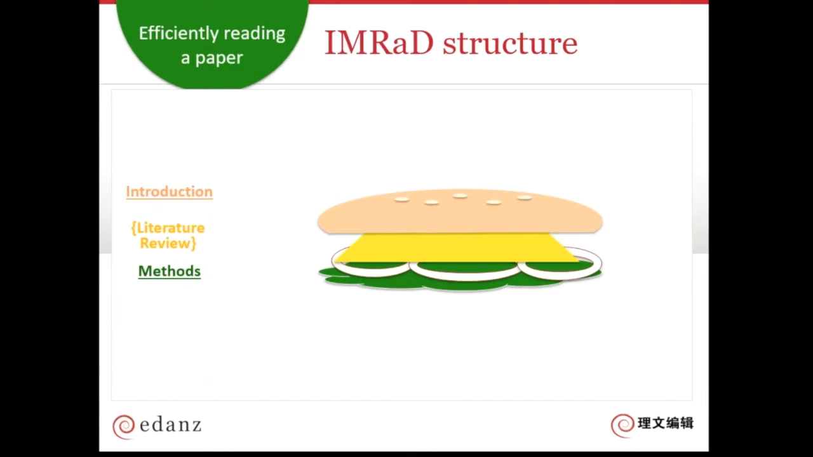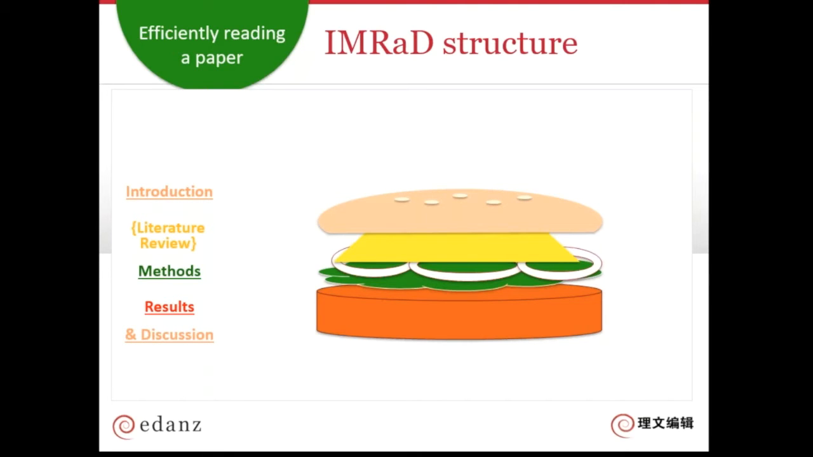The methods is like the salad. The results is the main part, so that's the main filling of the burger. And then the discussion is the end, like the bottom bun. Now, this is IMRaD. The letters come from each of the words introduction, methods, results, and discussion.